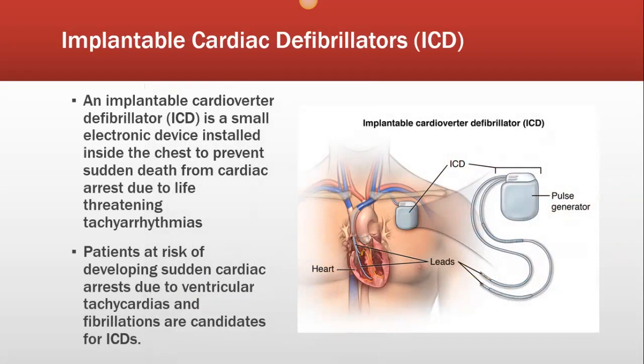Now, the ICDs are the implantable cardioverter defibrillator. Similar to the pacemaker, it's installed in the chest to prevent sudden death from cardiac arrhythmias due to life-threatening tachyarrhythmias. Patients at risk of sudden cardiac arrest are generally the candidates for these ICDs. So if they have a history or the propensity to go into these bad rhythms, they're going to wind up getting an ICD.